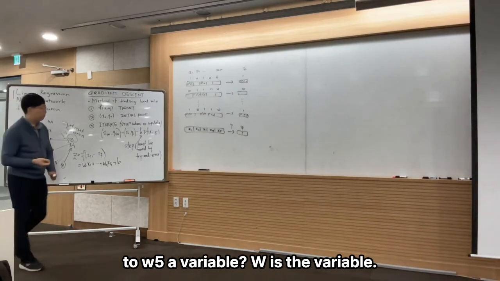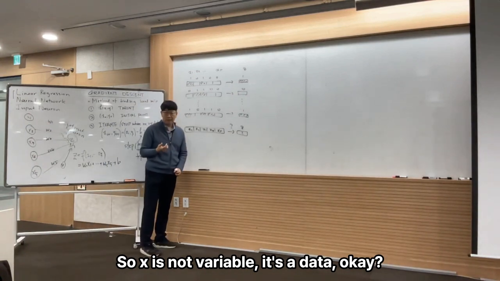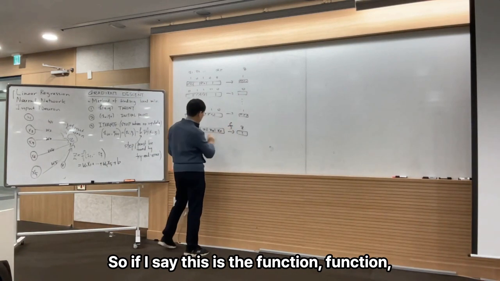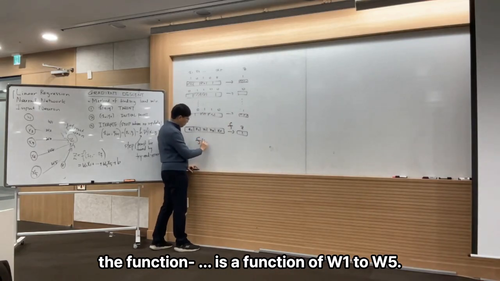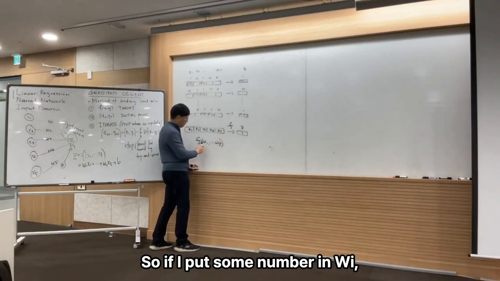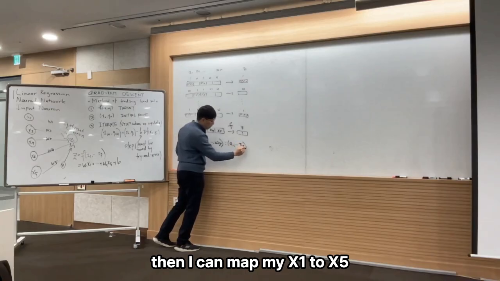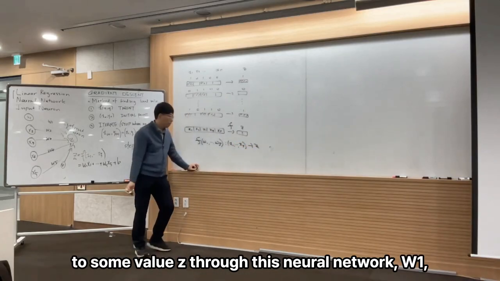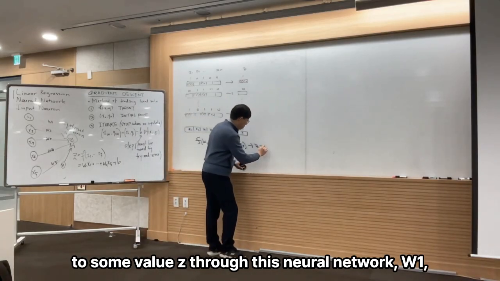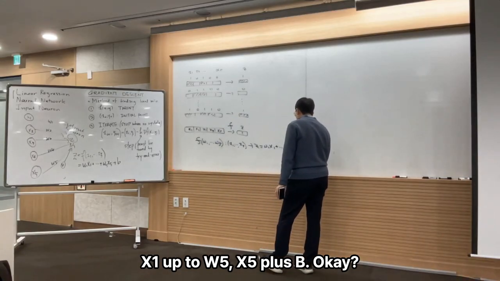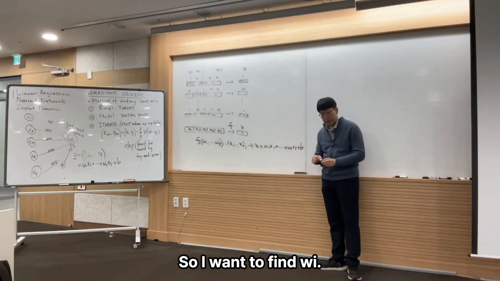W is the variable. So x is not variable, it's the data. Okay? So if I say this is the function, the function is a function of w1 to w5. So if I put some number in wi, then I can map my x1 to x5 to some value z through this neural network, w1 x1 up to w5 x5 plus b. Okay, so I want to find wi.